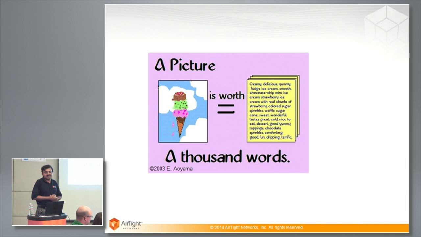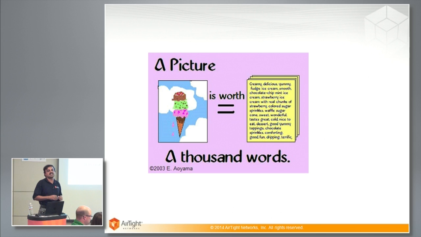I've always believed that a picture is worth 1,000 words. When I showed this picture to my daughter, who couldn't read, she jumped with joy saying that this is an ice cream. She can't read the verbose text. So that is when the thought appeared: why not try to apply the same idea to packet troubleshooting, Wi-Fi troubleshooting, and see how it goes.